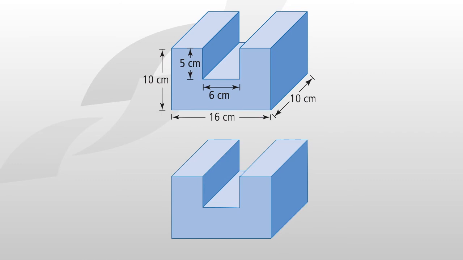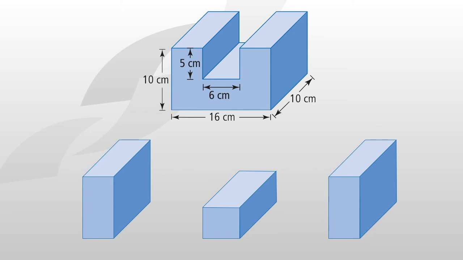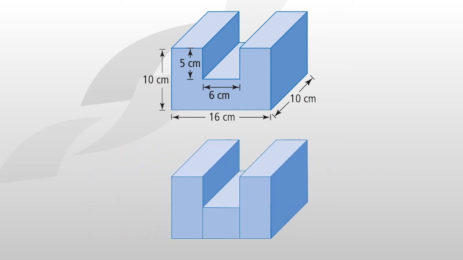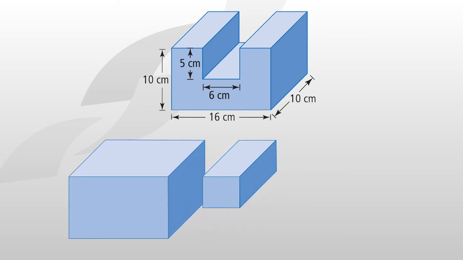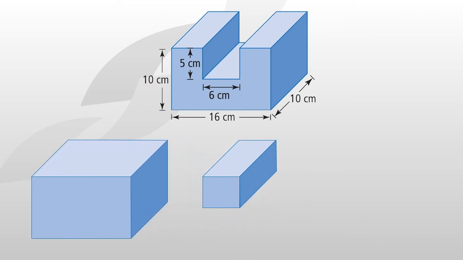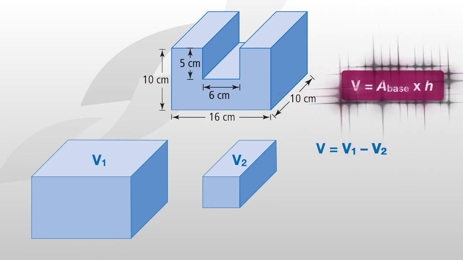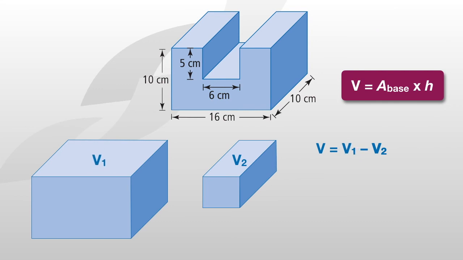One way to divide up this composite solid is to split it up vertically. But a more interesting and efficient way is to consider what has been removed. So we can consider the whole solid and what has been removed. If we label these two volumes as V1 and V2, we can express the volume of the composite solid as V1 minus V2.